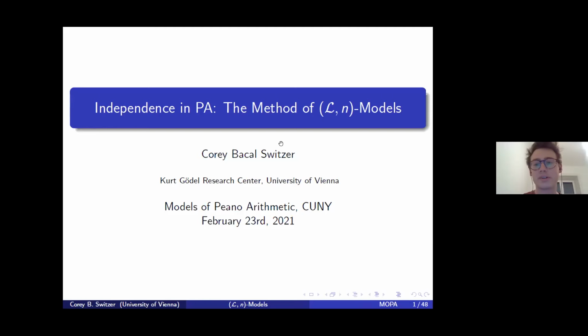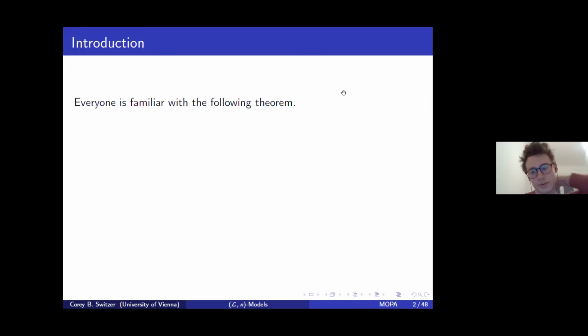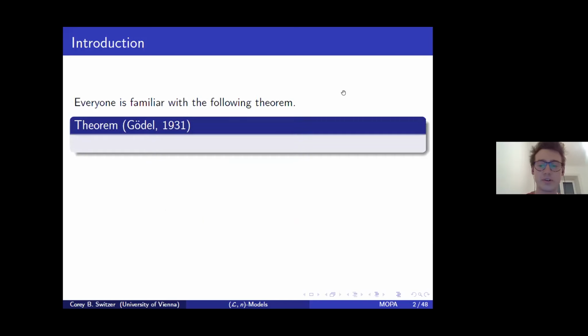So what I want to talk about today is a method of proving independence results in PA called the method of LN models. Of course, I am assuming that everyone is familiar with the following theorem. You probably already know what it's going to say. It's due to Gödel, 1931: there are true unprovable statements in arithmetic.